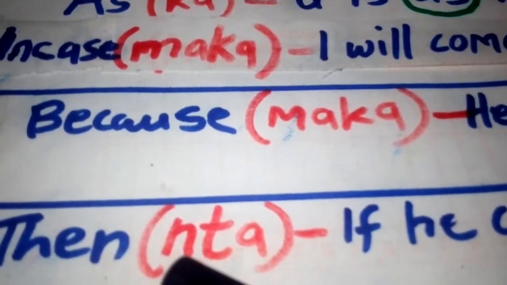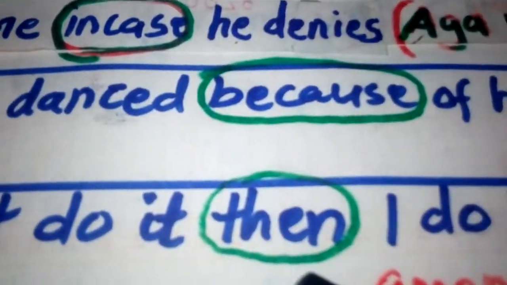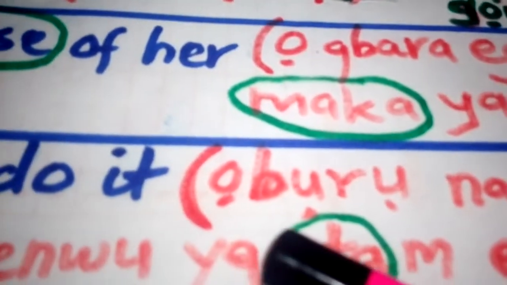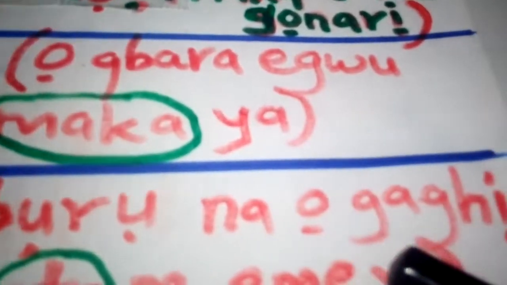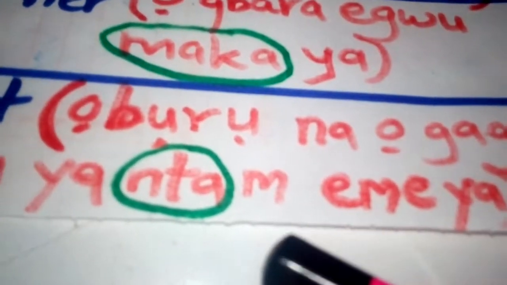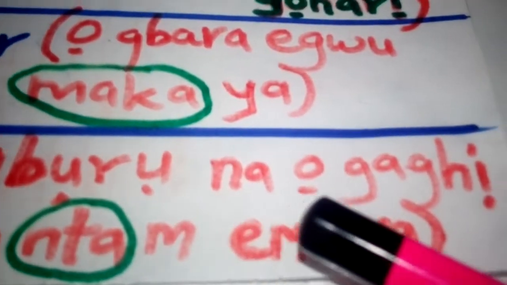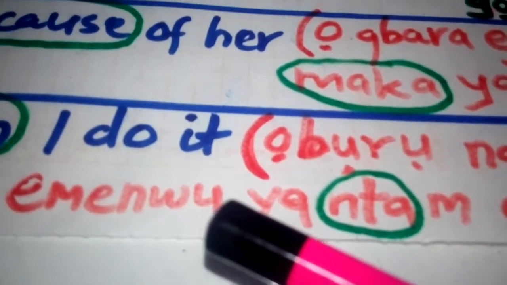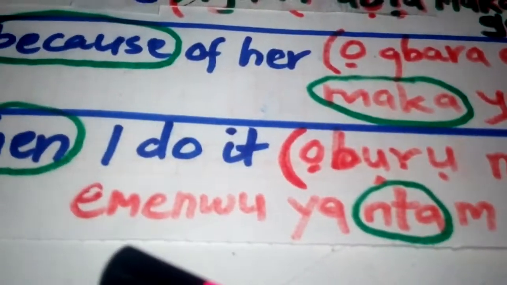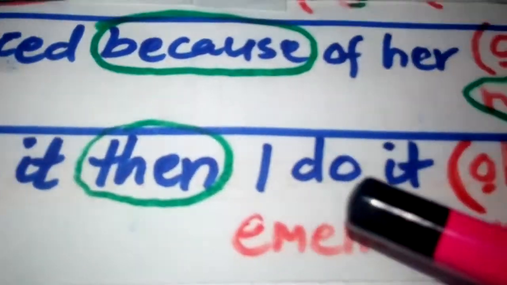Then, nta. If he cannot do it, then I do it. Ọ bụrụ na ọ gaghị emenwu ya, nta m emee ya. If he cannot do it, then I do it.